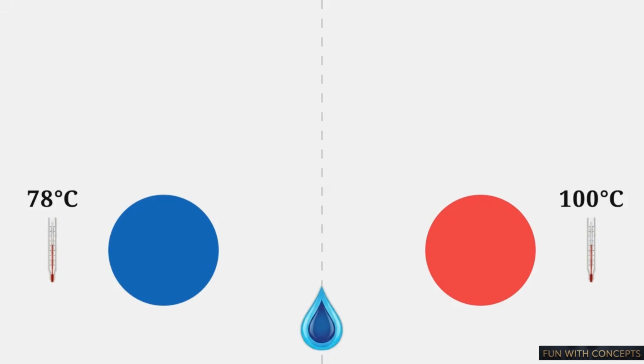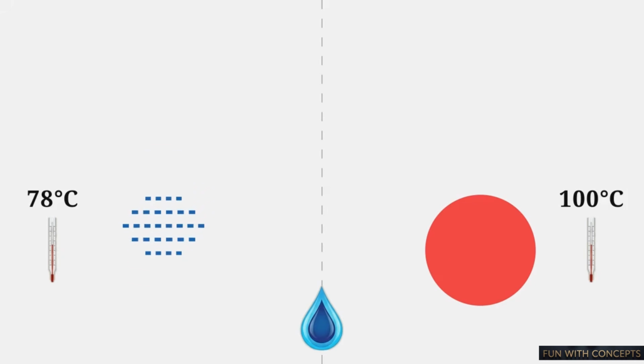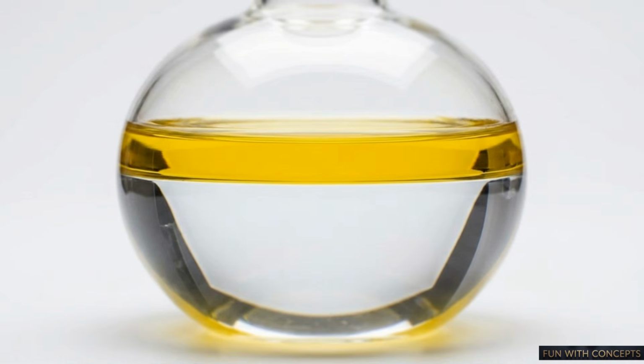Let's start with a scenario where liquids outright refuse to mix, what chemists call immiscible liquids. Think of oil and water. They might be trapped in the exact same container, but they remain strictly separated by their different densities, with the lighter oil floating on top.